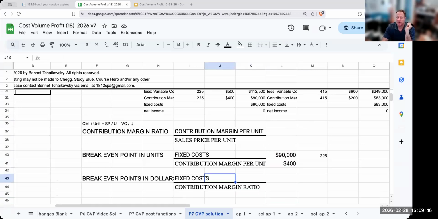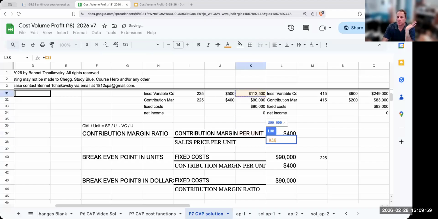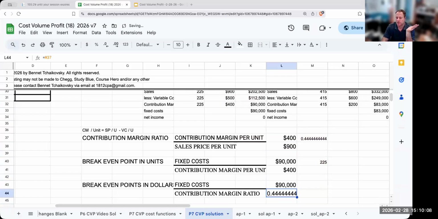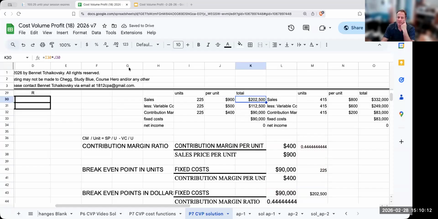Now, what about my break-even point in sales dollars? Okay, well, again, it's going to be my fixed cost divided by my contribution margin ratio. Well, what's my contribution margin ratio? It's going to be my contribution margin per unit divided by my sales price per unit over here. And if I take this number over here, I'm going to get 202,500. And let's just make sure that this looks good.